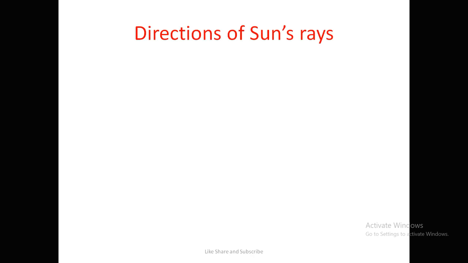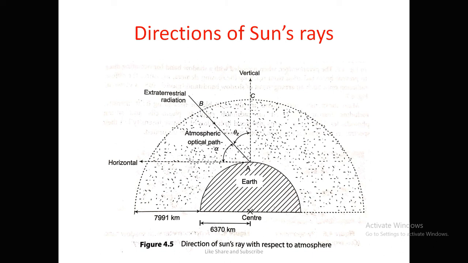Let us see the directions of sun's rays. These are the directions of sun's rays. If extraterrestrial radiation from point B is falling on the Earth, the dotted lines, you can see from the center the radius is 6370 km, and this is Earth. From this point to this point it is 7991 kilometers, so this part is Earth's atmosphere. The extraterrestrial radiation falls from point B on point A. This is the horizontal line and this is the vertical line. Point C is on the vertical line and point B is the extraterrestrial radiation, which you can call sun's rays.